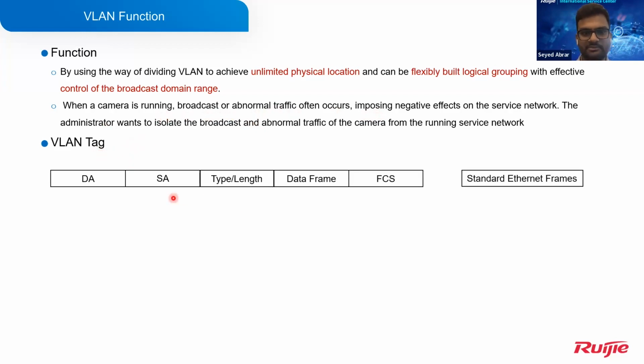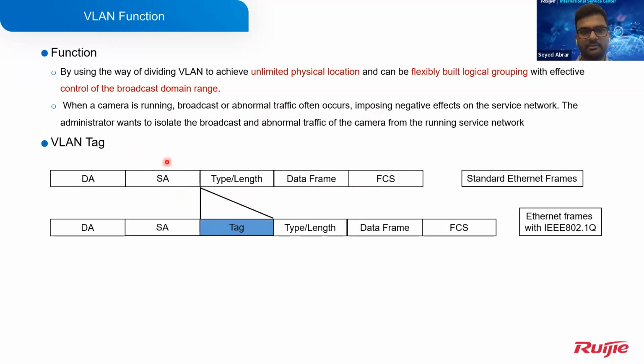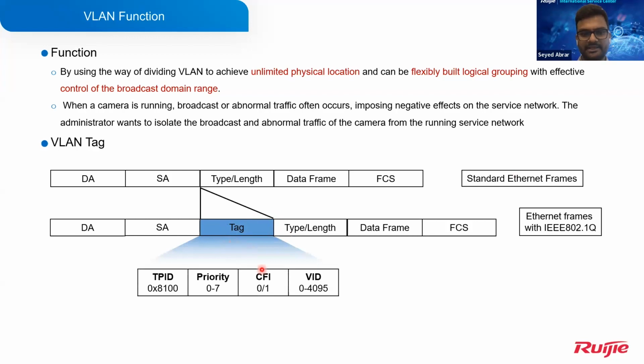The standard Ethernet frame has a destination address, source address, length, data, and FCS. But for tagged frames, the tag is added into that normal Ethernet packet. The tag has a TPID, priority, and the VLAN ID. The VLAN IDs that need to be carried are sent in the tag frame.